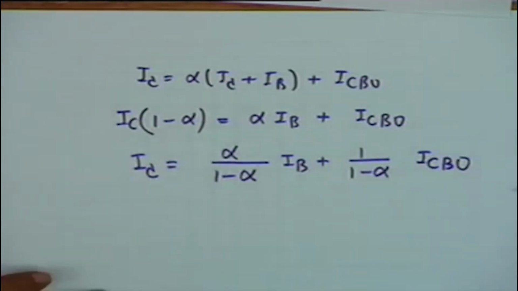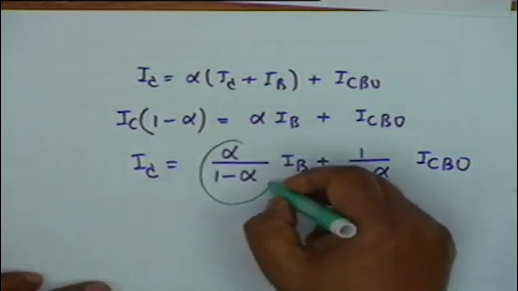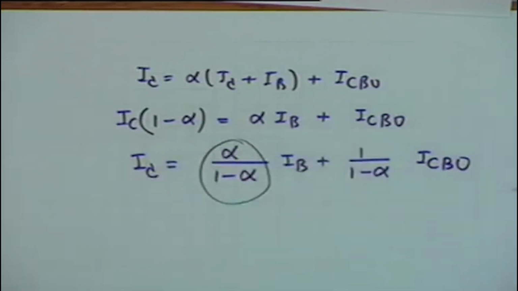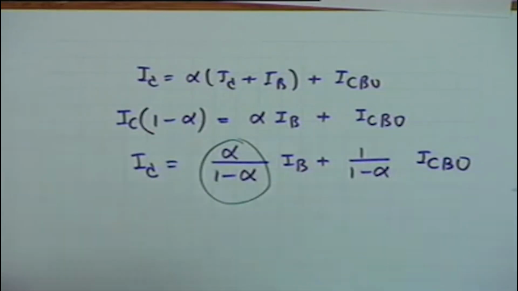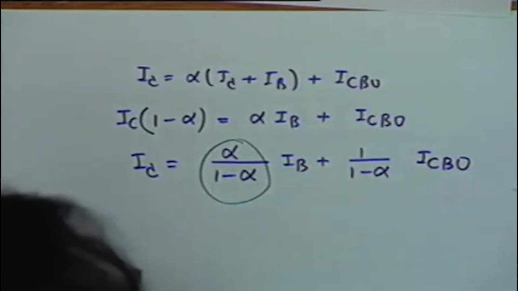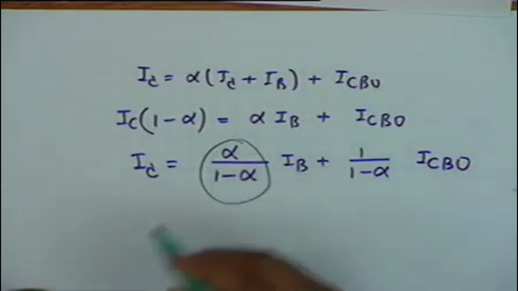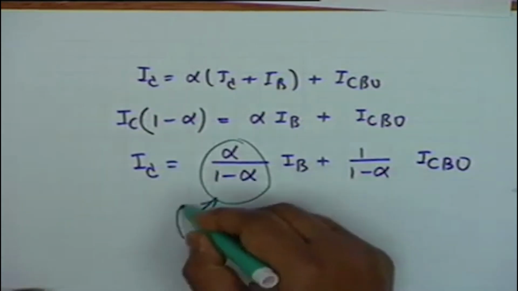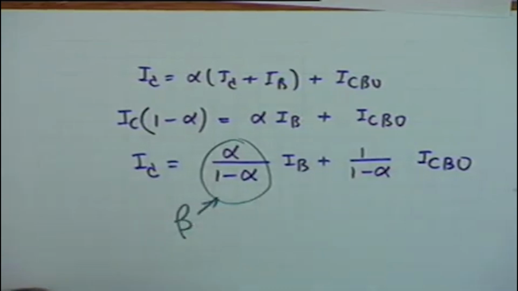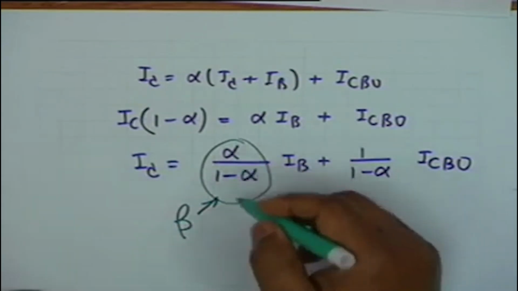Look at this quantity, alpha by 1 minus alpha. If alpha is 0.99, what is the value of this? 99, isn't that right? If alpha is 0.98, then 49. So it's very sensitive to small variations in alpha. This quantity is named beta.